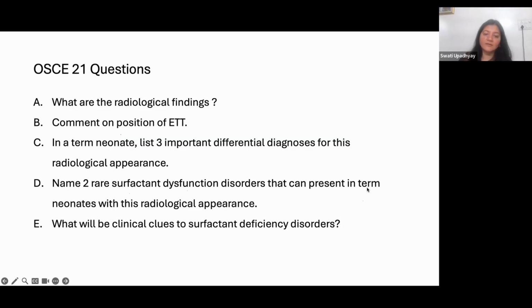Okay. Other than that, TAPVC. I think somebody has rightly mentioned TAPVC. So whenever we are seeing whiteout lungs, especially in a term baby, we should always think about TAPVC also. So RDS, pneumonia, sepsis, particularly GBS pneumonia, obstructed TAPVC, and certain surfactant deficiency disorders can give rise to this sort of picture, right? So which two rare surfactant dysfunction disorders can present in term neonates with this radiological appearance?